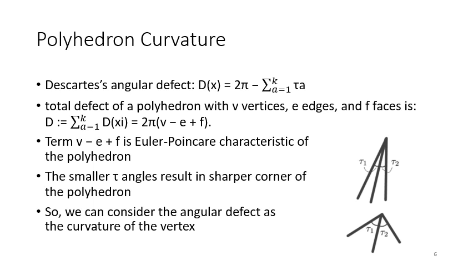You can see in this figure that the smaller the interior angles at the vertex, the sharper the vertex is. So we can consider the angular defect as the curvature of the vertex, because when the angular defect increases, which means that when the interior angles decrease, the curvature increases at that vertex. In this paper, we consider the Descartes angular defect as the curvature of a vertex in the polyhedron.